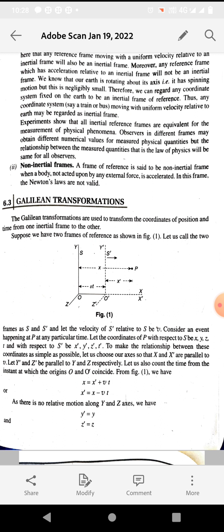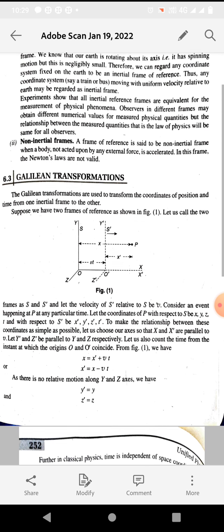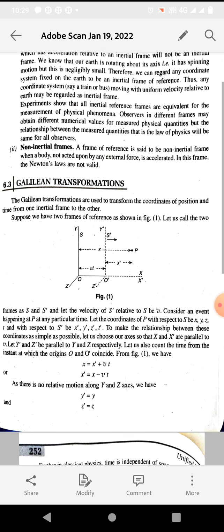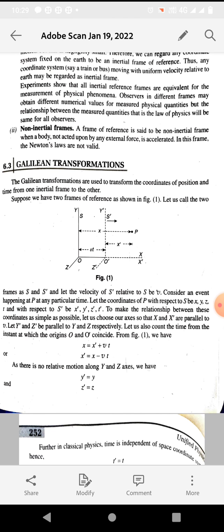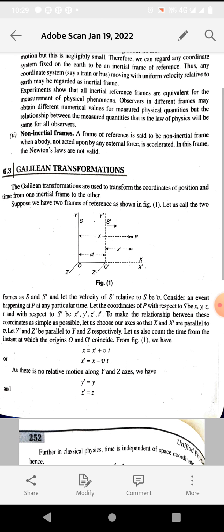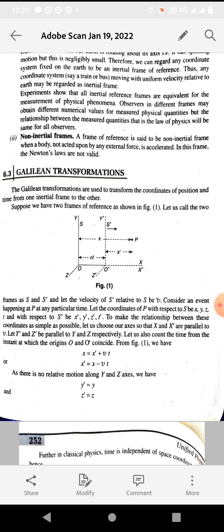We say that the frames which obey Newton's laws are called inertial frames. The frames which do not obey Newton's laws or Newton mechanics are called non-inertial frames. So, the Galilean transformation is used to convert the coordinates of one reference frame into the coordinates of another reference frame. Basically, position and time change from one frame to another.